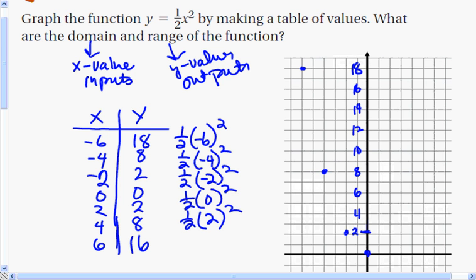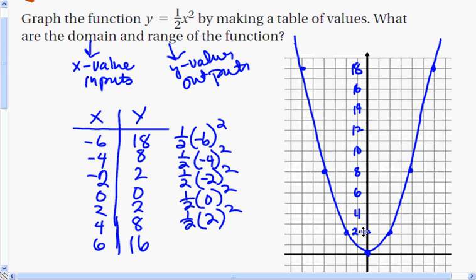And if you notice when you're doing the math, now they're becoming a mirror image of what they were before, which helps us when we're graphing it. And then we're just going to draw a curve to represent that. It opens up. The vertex is at 0, 0.